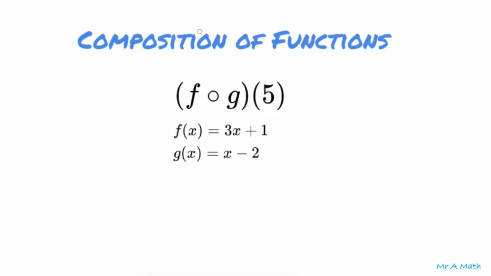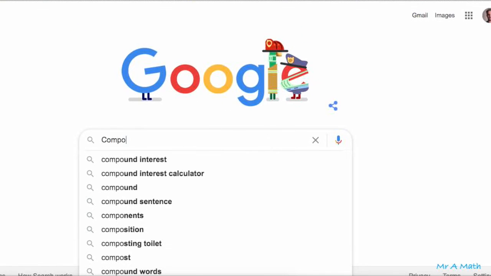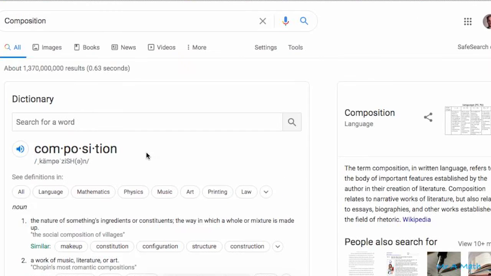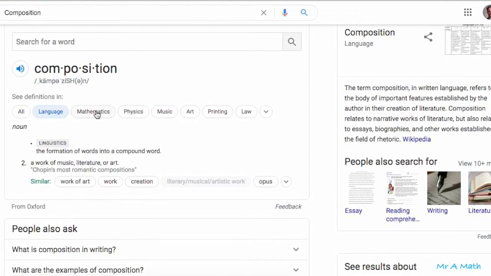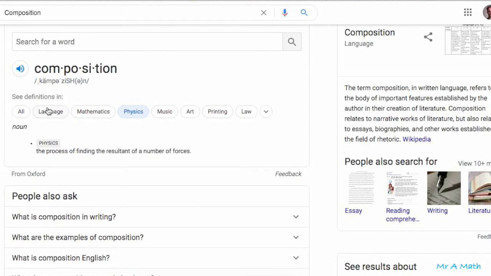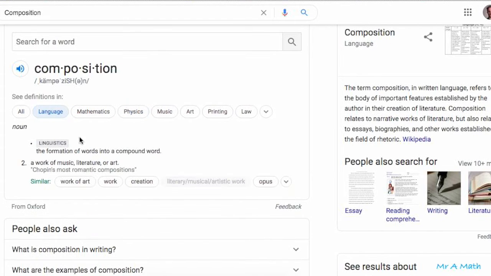In order to understand what a composition of a function is, it might be helpful first to focus on this word. Because if we understand what a composition means, then that makes this make a lot more sense. So if I type into Google what composition means, and I look at any basic definition, it seems to be that a composition is basically just taking a bunch of different things and blending them to become one thing.